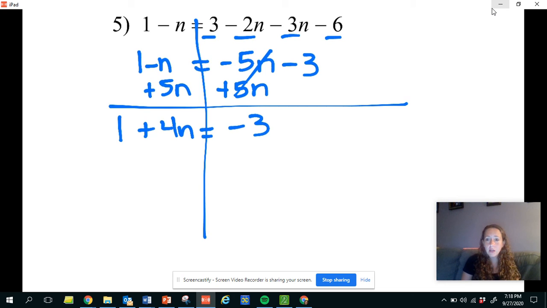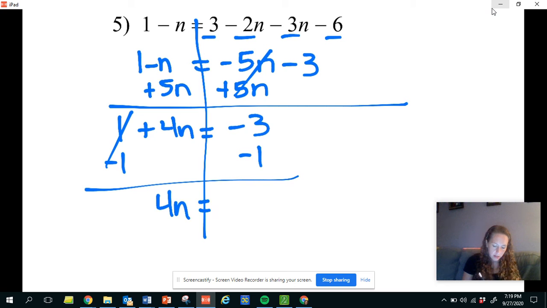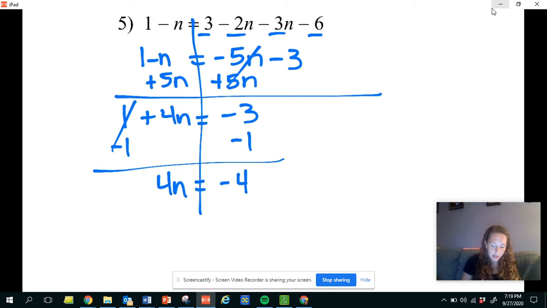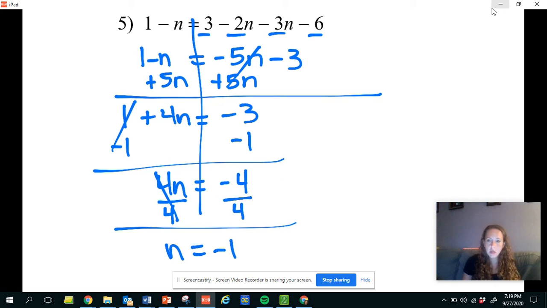So now that I only have 1 n, I want to isolate it, get it by itself. So I'm going to subtract 1 on both sides. So that goes away, and I'll bring down my 4n. And on this side, I'll get negative 4. And then last thing I'm going to do is divide to get rid of that 4 that's in front of the n. And I get n equals negative 1. Cool.